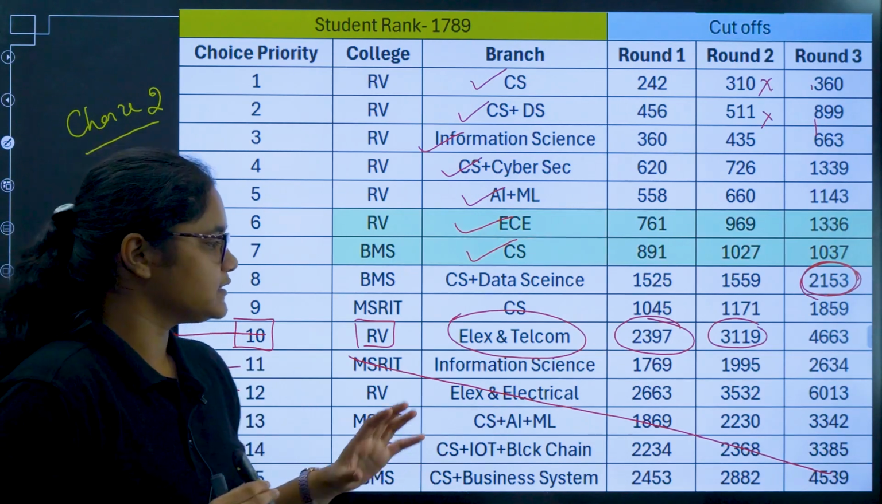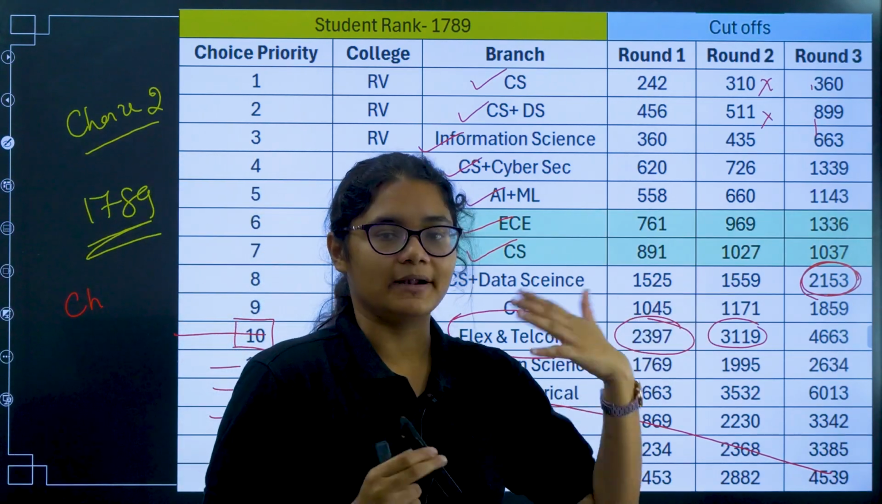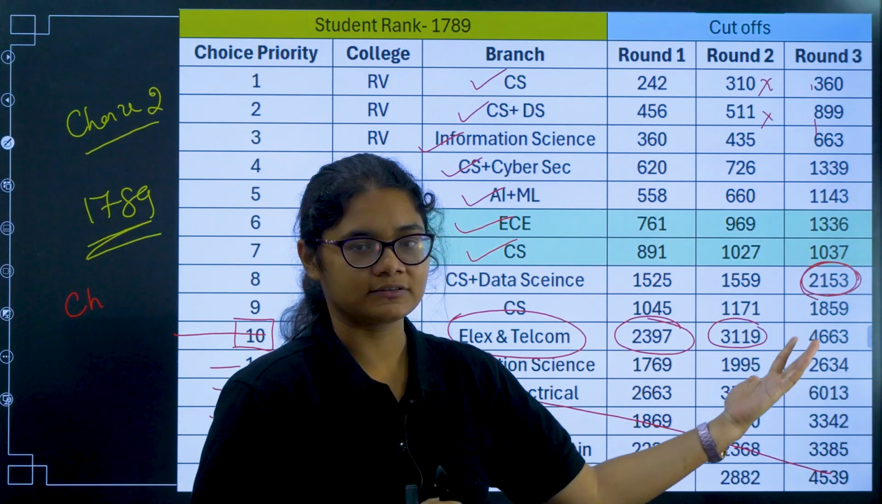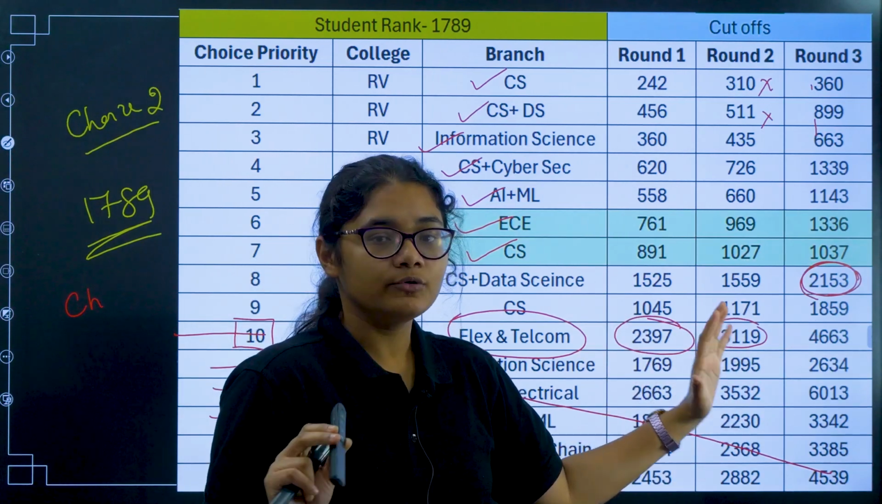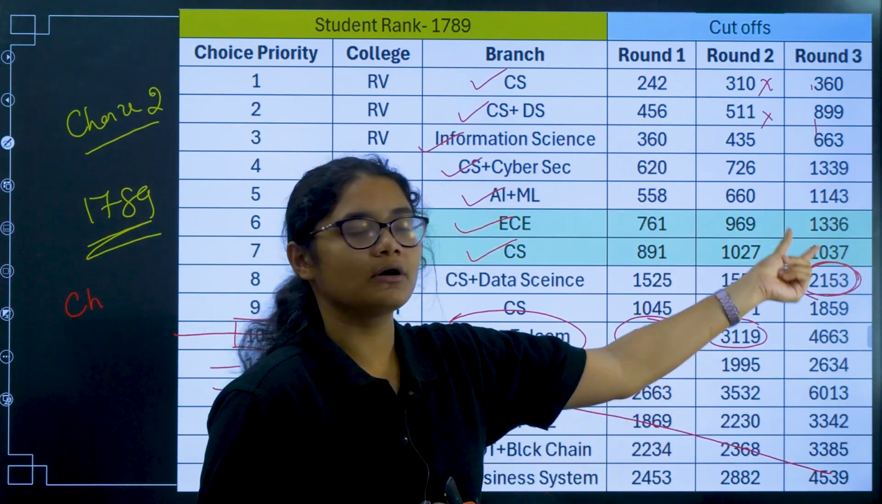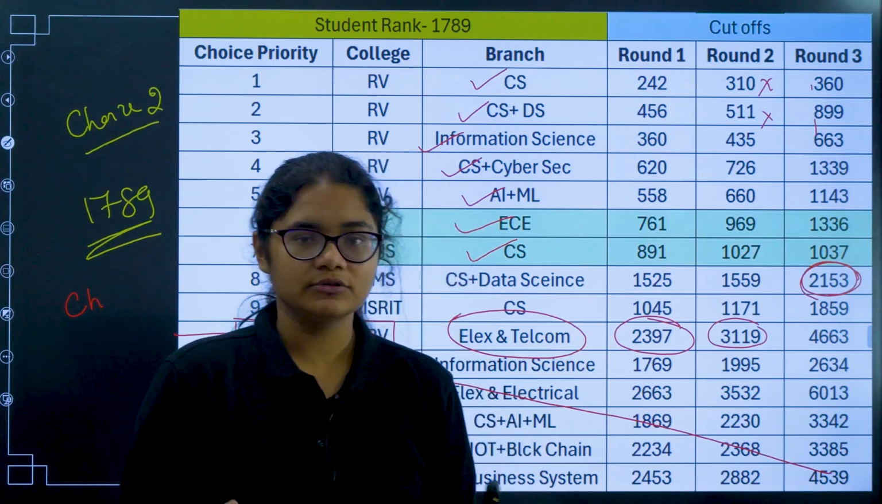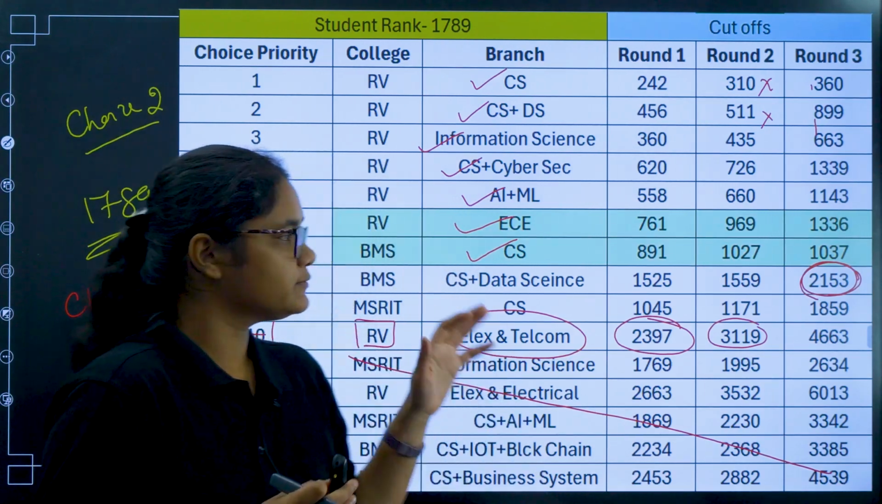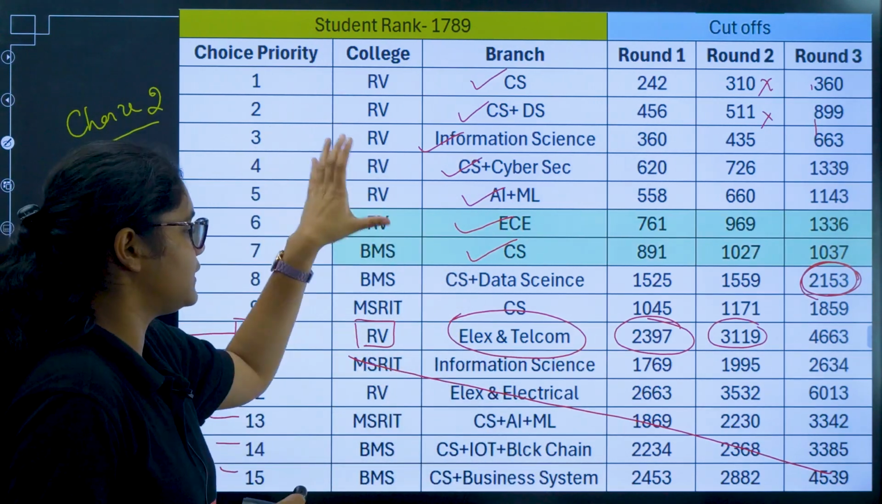So it is always advisable, if you are willing for a better option, you can go for the next round, because you are not losing any seat, right? You are holding this seat and you are going for the next round. So that is how the option entry works. This is one example where we have filled, mostly it is college wise.